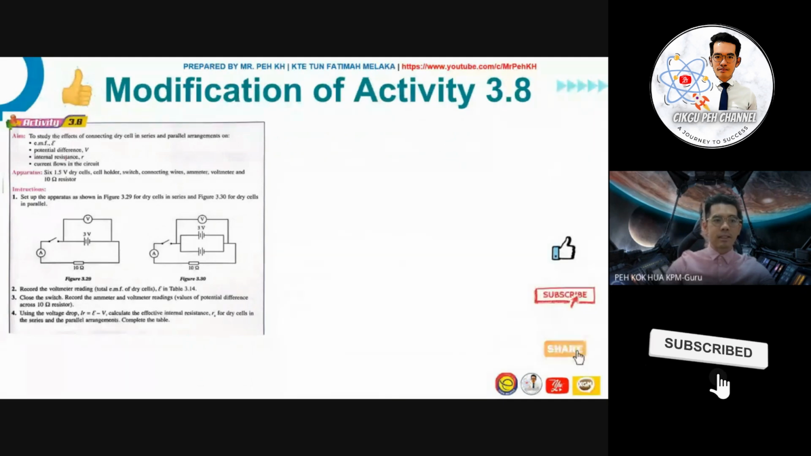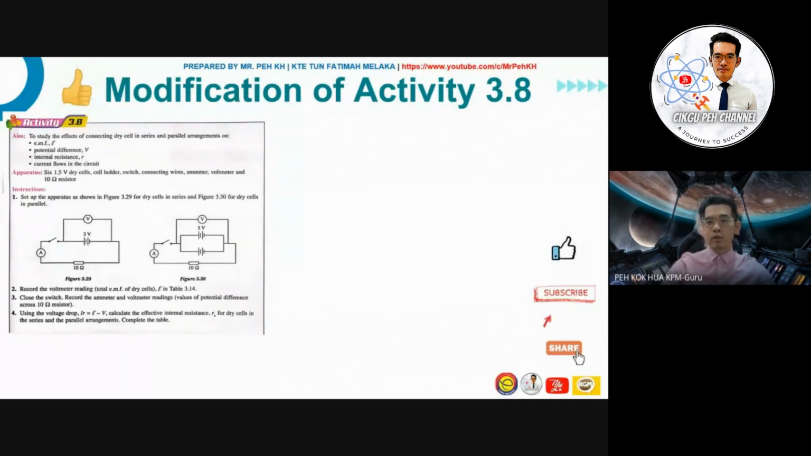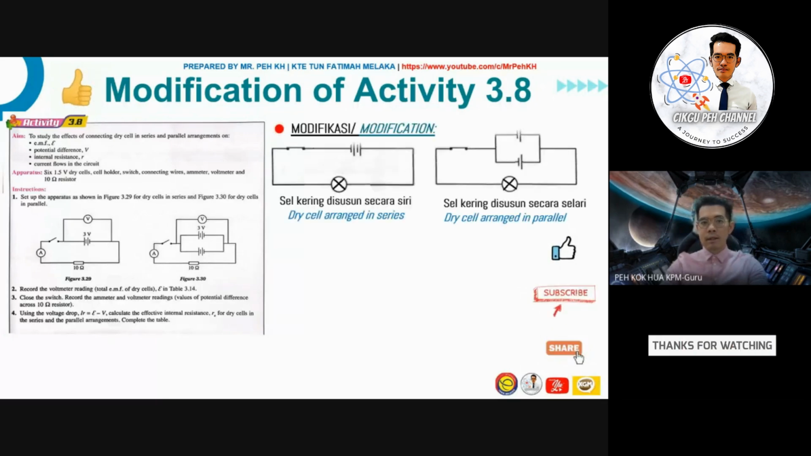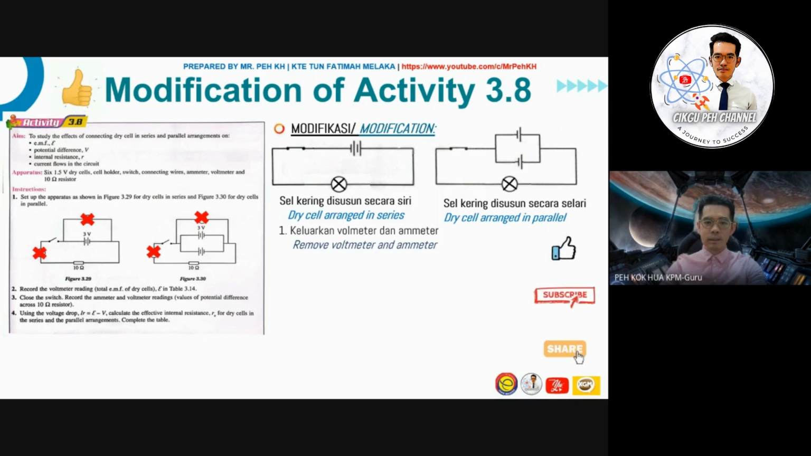Okay, so basically this is activity 3.8, which you can get from your textbook page 119. The modification for this video you will be able to observe through these two figures. The first change is I removed the voltmeter and ammeter for this experiment. So you can see for these two dry cell arrangements in series and parallel, there will not be any voltmeter or ammeter used.